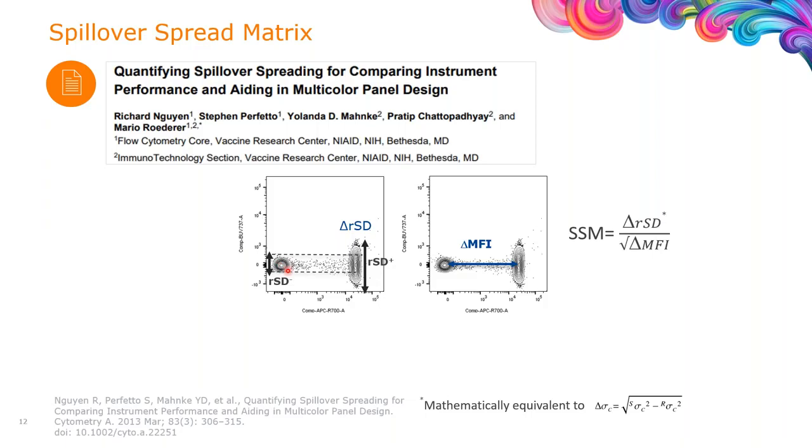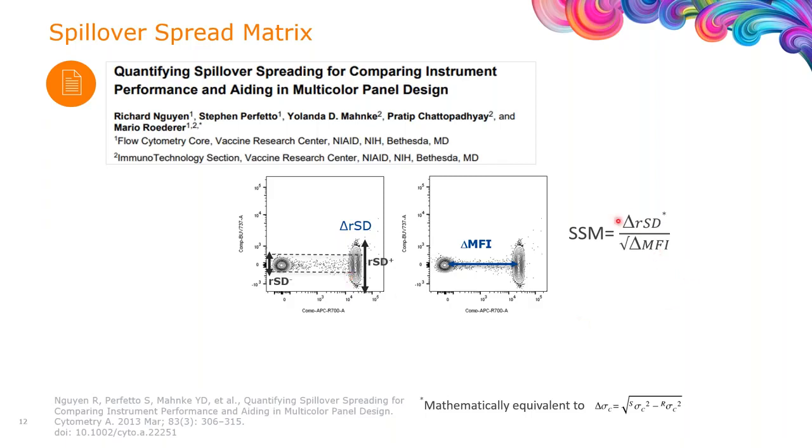That's your baseline background. But now if you have a positive population and there is spread, you can see that there's an increase in the spread. So fundamentally, spread is nothing more than the delta RSD between the RSD of the positive and the RSD of the negative. So this additional signal here and here, this is added background that is coming from spillover.